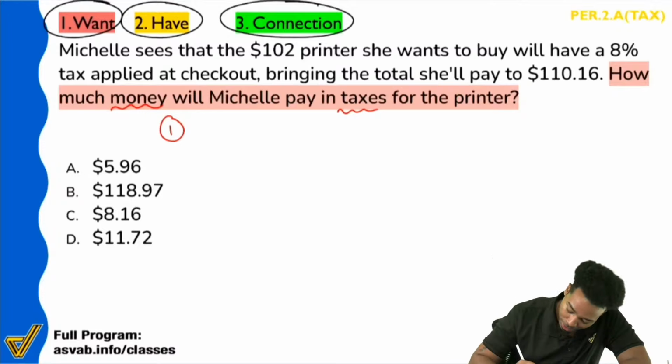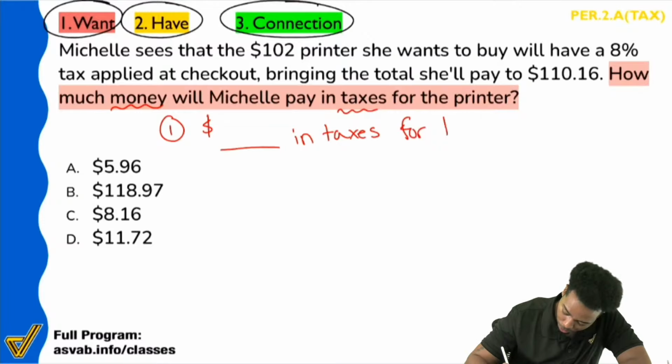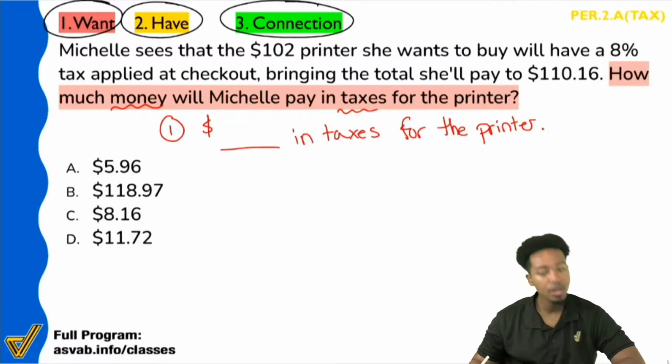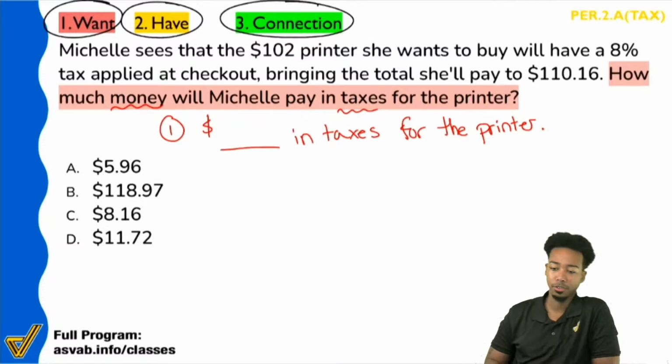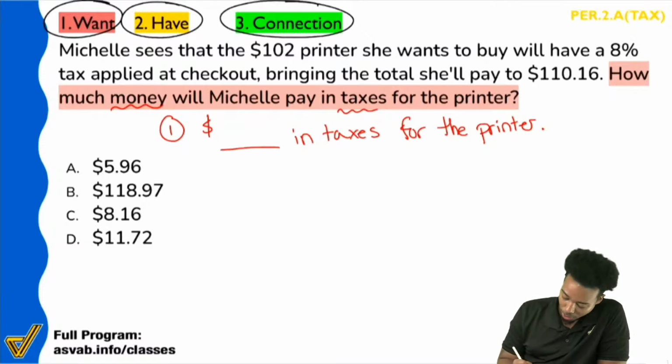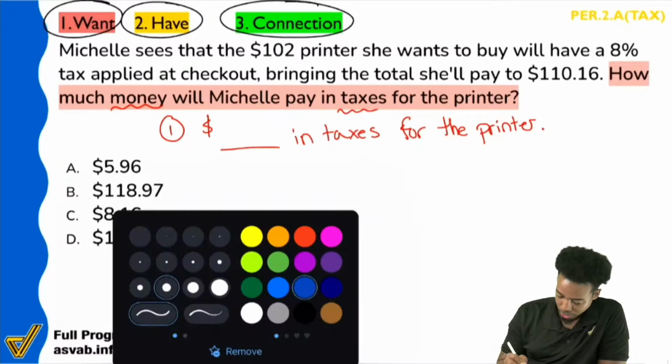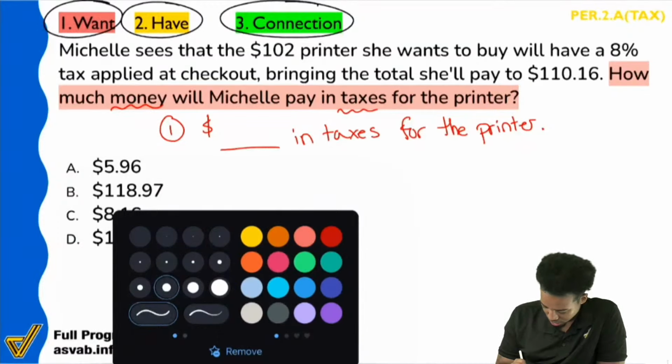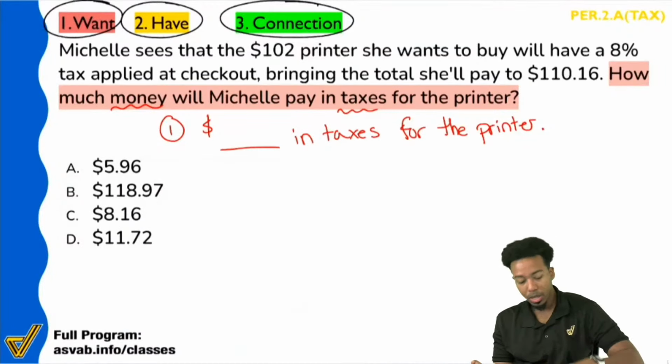And again, it's going to be the money associated in the taxes for the printer. Okay, let's just write that down there. That's fine. The dollar amount that we need in taxes for the printer. Sounds good. Now we can go into step 2. Now we can start exploring what we have. So allow me to go ahead and just change a color here so I can make this a little better for us. Okay. So now we're going to do this again.